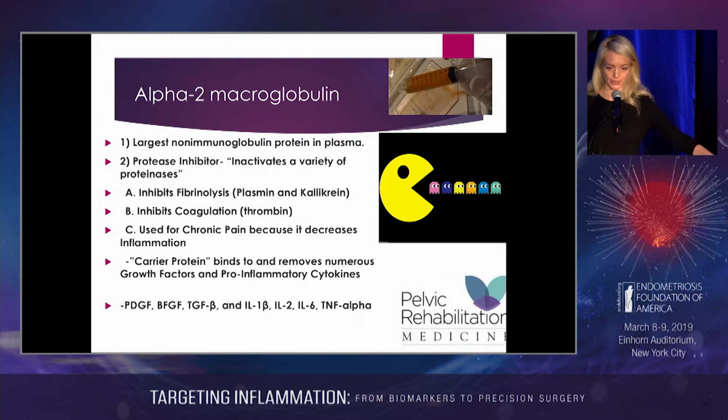So the alpha-2 macroglobulin, essentially it's the largest non-immunoglobulin protein in the plasma. It is a protease inhibitor, so it's inactivating a large variety of proteinases. It inhibits fibrinolysis, inhibits coagulation. And it's used for chronic pain because it decreases inflammation. Essentially, it's a carrier protein. So it binds to growth factors and pro-inflammatory cytokines, and it takes them out of your body, similar to how a Pac-Man binds and removes them out of your body.